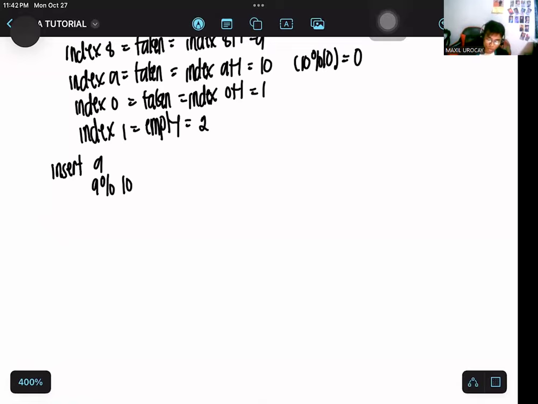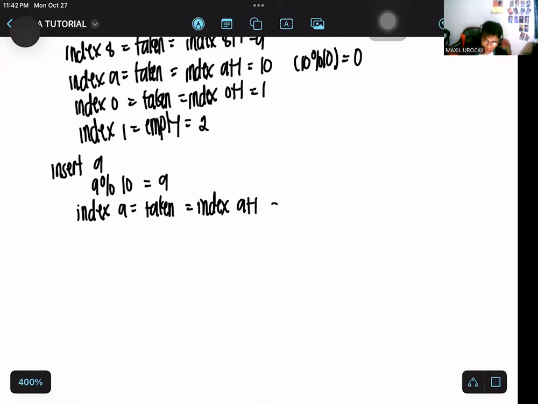So 9 modulo 10 will become 0. I mean, 9 divided by 10 equals 0. 0 times 10 equals 0. Minus 9 equals 9. So modulo will be 9. So checking index number 9, that is taken. So since everything is taken, you have to do the algorithm: 9 plus 1, up until it loops back to 9. Okay?